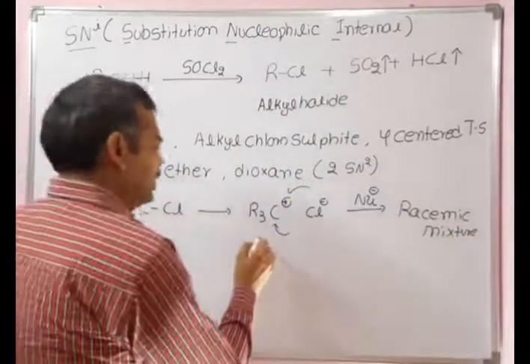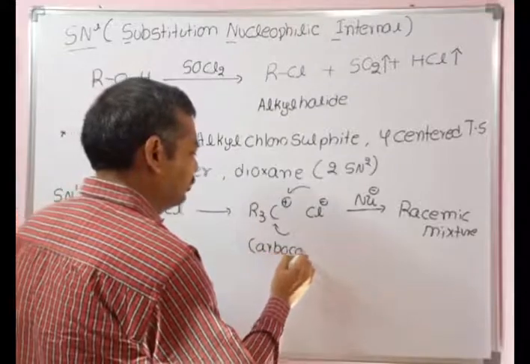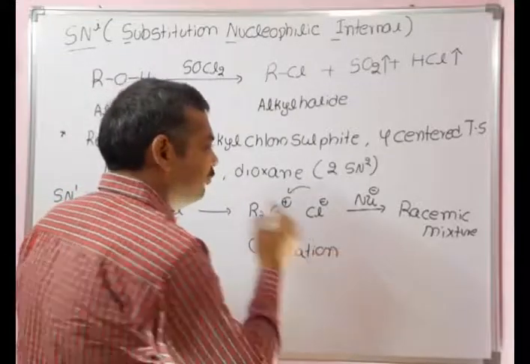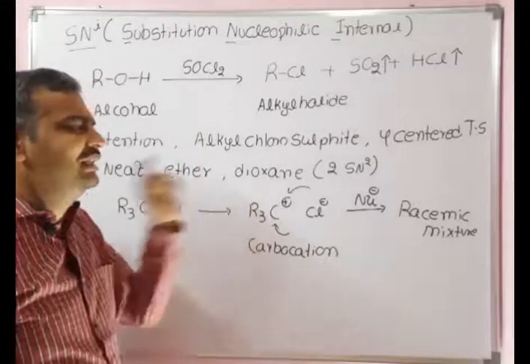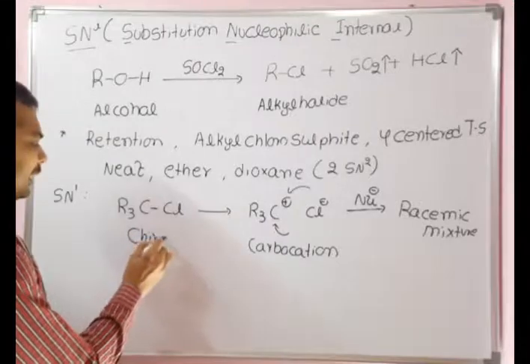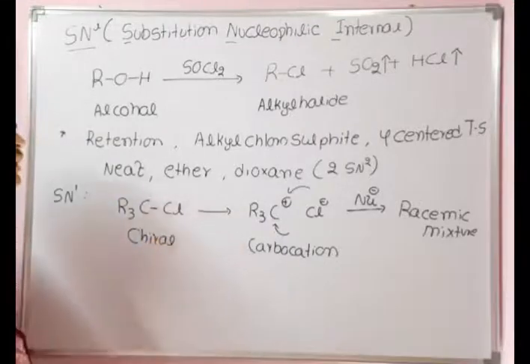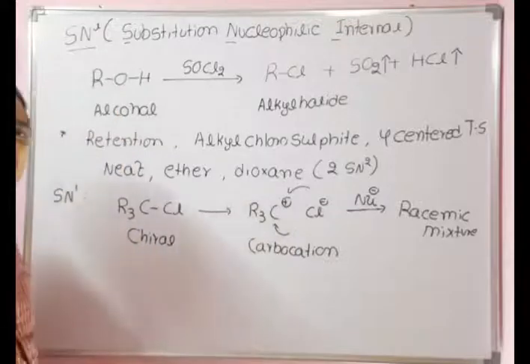Here a carbocation intermediate is formed, a two-step mechanism. The nucleophile will attack either from the front side or back side. As a result, a racemic mixture is formed if you take a chiral alkyl halide. And one important point is the nucleophile will attack from outside the reaction mixture.